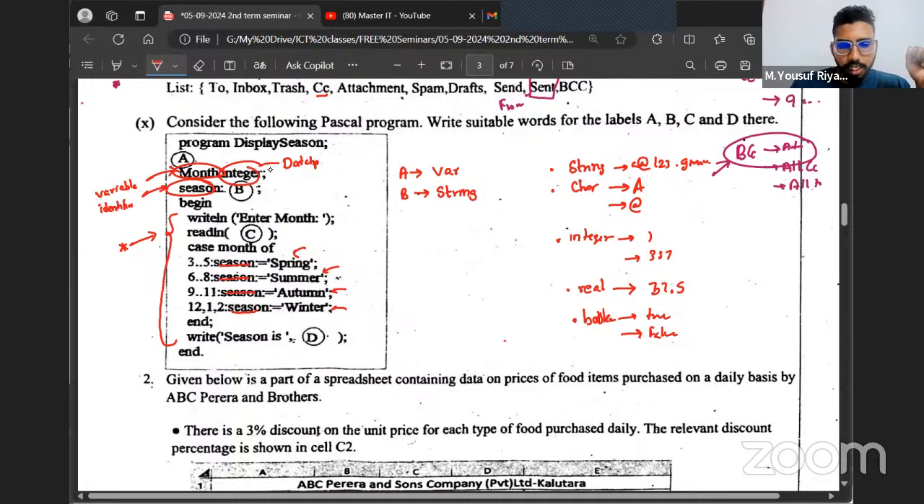And you can see the season is holding the words spring, summer, autumn, winter. Those are actually text. So text normally goes in string. Okay, string can have any character. Keep in mind, string can have any character. Then see what's happening there.